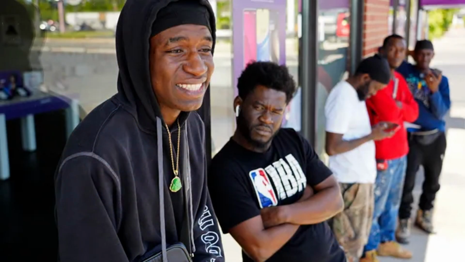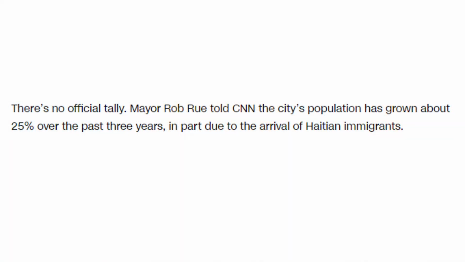And another big thing that is caused by unstable governments is big booms in mass migration. So there was the Springfield, Ohio, situation leading up to the '24 election. That was a big deal because the accusation was that the population had grown 25% over 3 years, in large part due to Haitian immigrants.